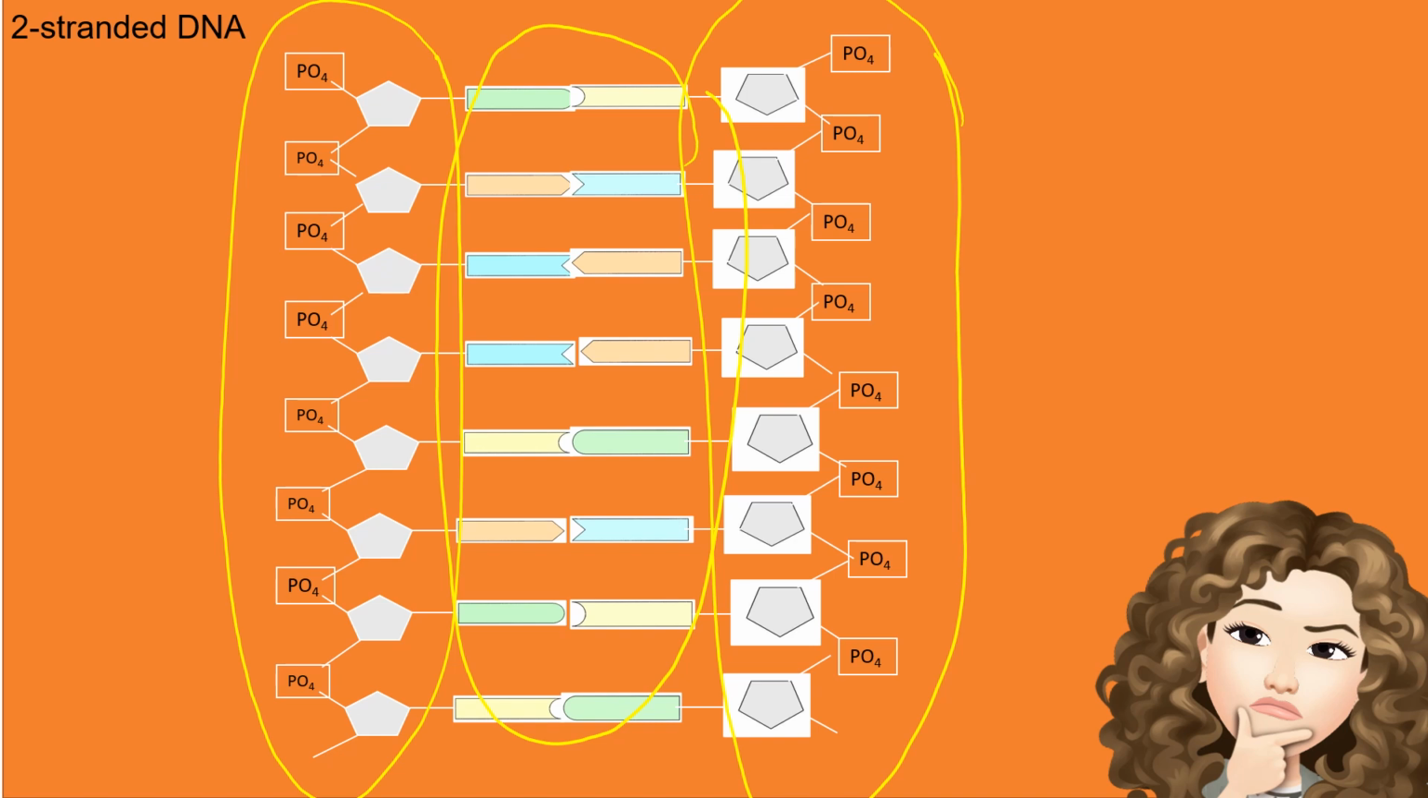So if this is adenine, you have a thymine here. And if this is guanine, you have a cytosine here. So between these, those that hold these together are your hydrogen bonds. And this base pairing can be inferred from Erwin Chargaff's research.